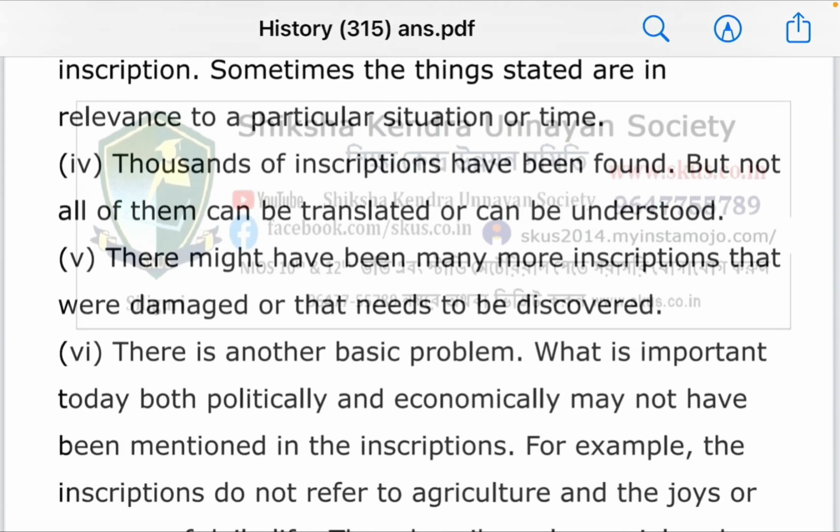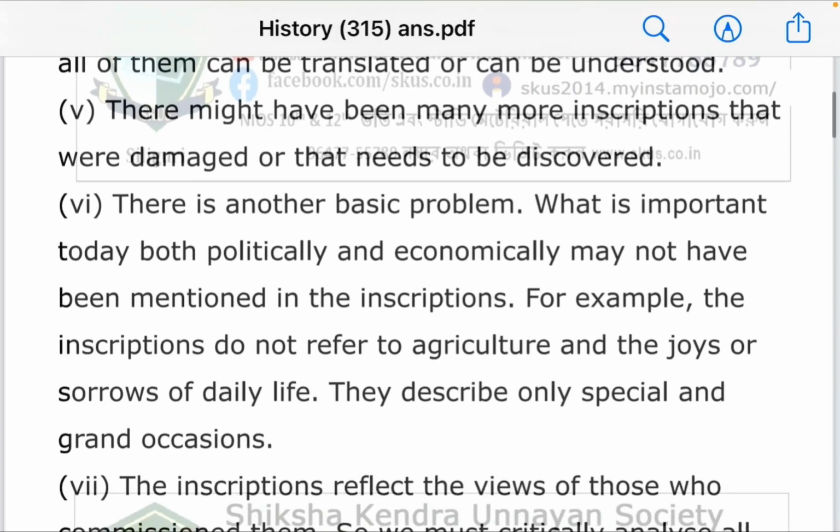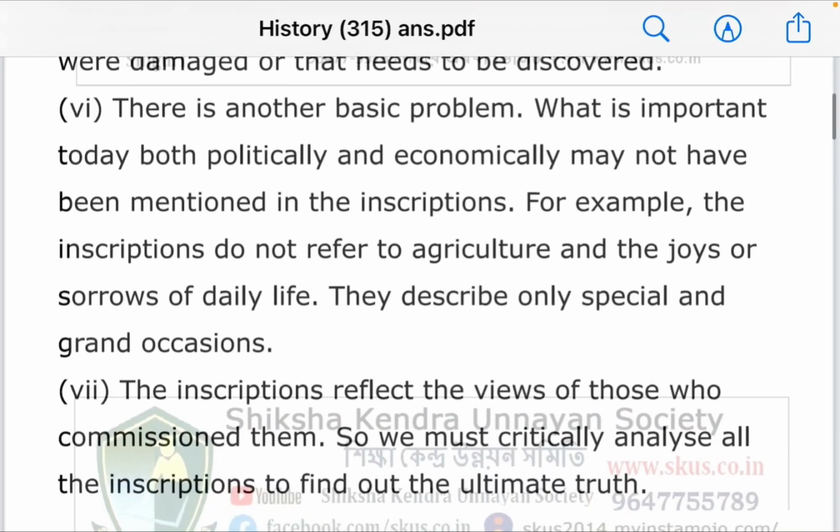Number 4, thousands of inscriptions have been found, but not all of them can be translated or can be understood. Number 5, there might have been many more inscriptions that were damaged or that need to be discovered. Number 6, there is another basic problem. What is important today both politically and economically may not have been mentioned in the inscription. For example, the inscriptions do not refer to agriculture and the joys or sorrows of daily life. They describe only a special and great occasion.